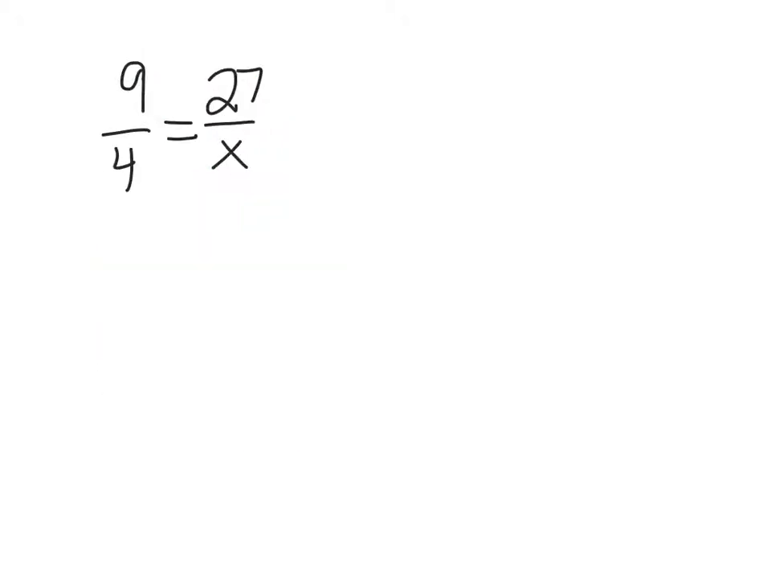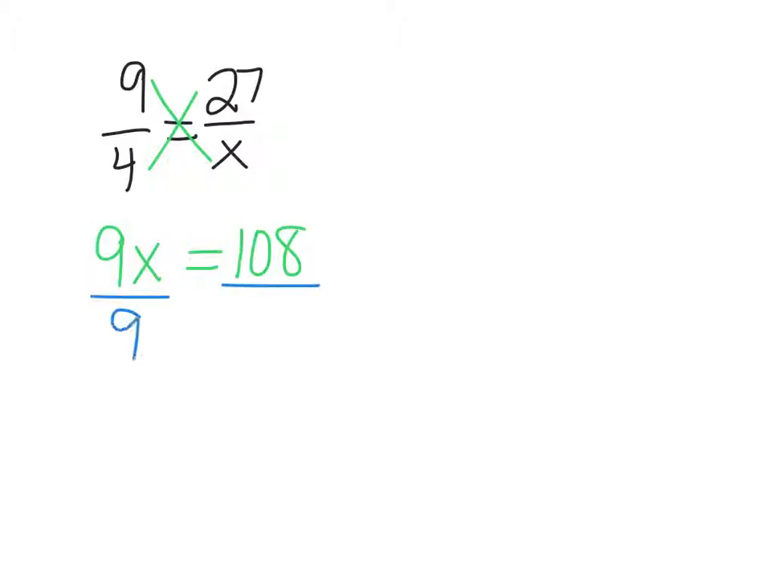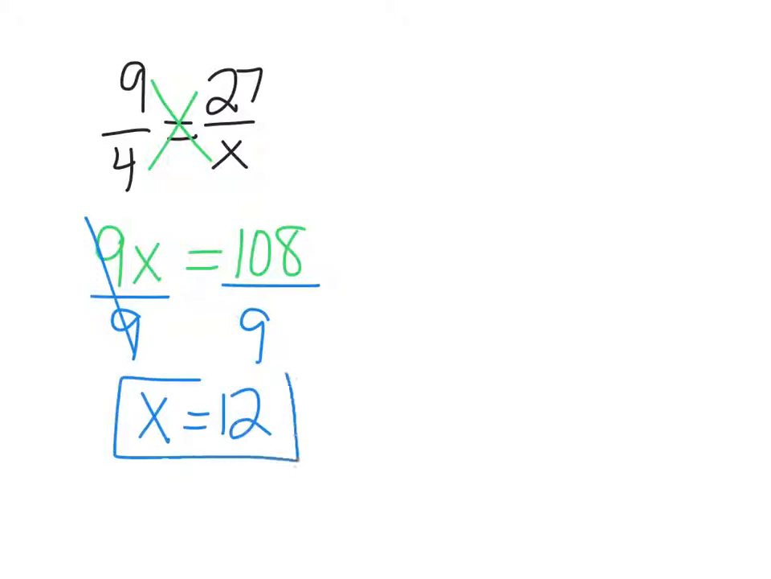All right, let's look at another example. So again, we're going to do the cross products. 9 times x equals 4 times 27, which is 108. And now we can solve for x by dividing by the coefficient. So we're going to do 108 divided by 9, and we get 12. So the answer here is x equals 12.